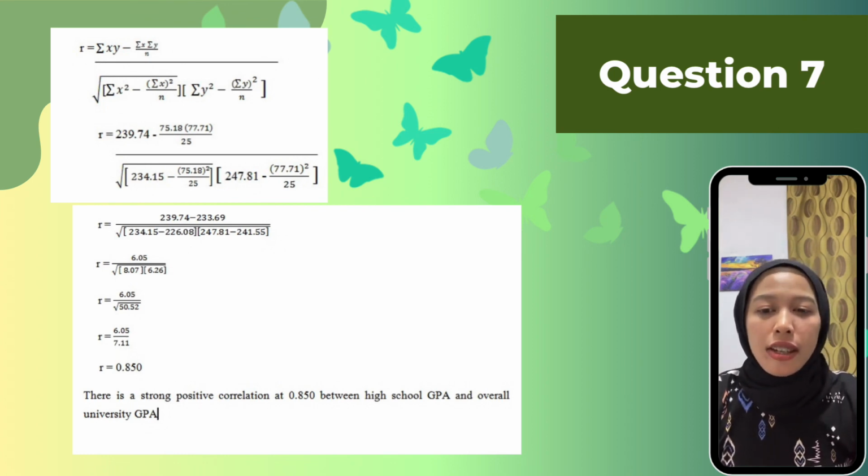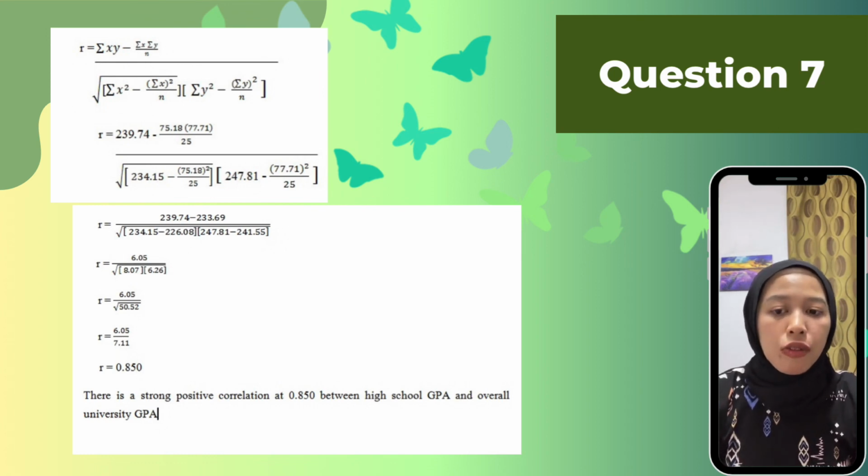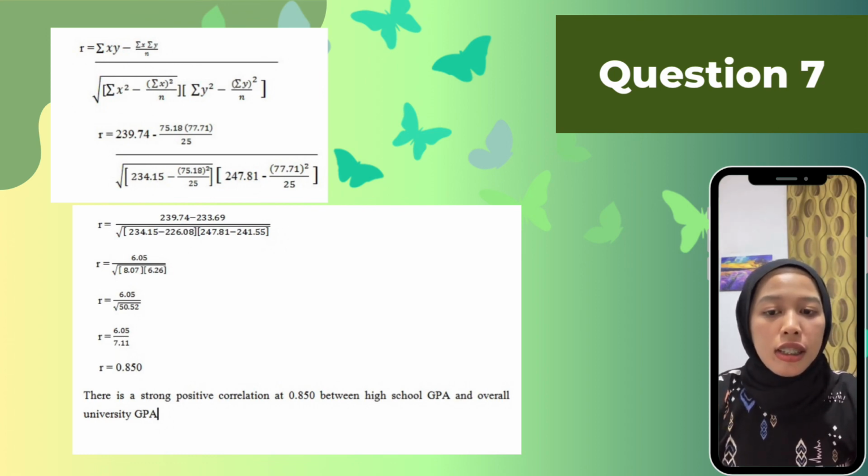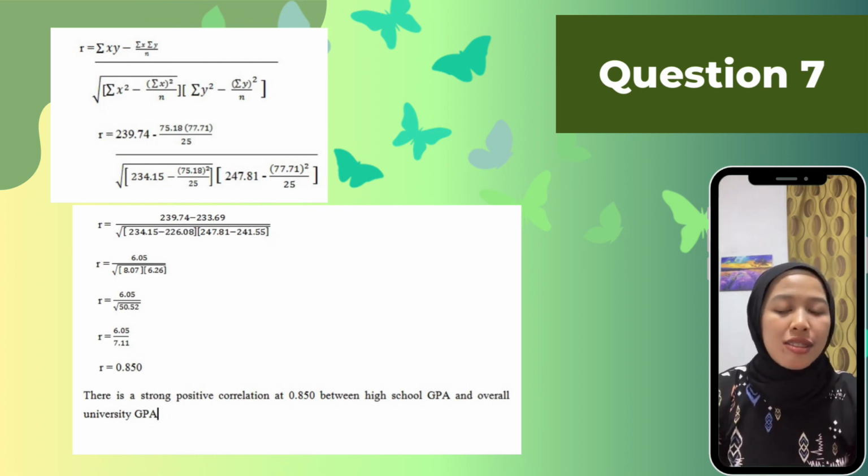0.850. There is a strong positive correlation at 0.850 between high school GPA and overall university GPA. That's all from me. Thank you.